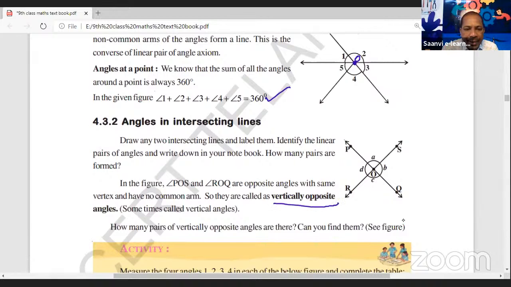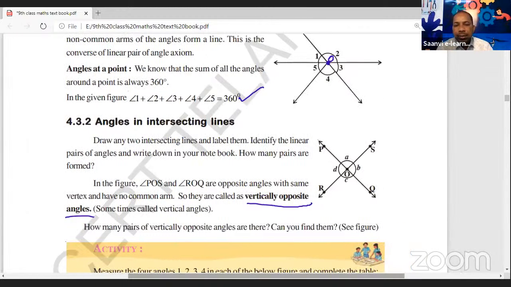And the next one is vertically opposite angles. Okay, vertically opposite angles. What are the vertically opposite angles? See, observe this figure. Vertically opposite angles means, see in the name only meaning is there, opposite angles. Two angles are said to be vertically opposite angles if the two angles are quite opposite to each other.